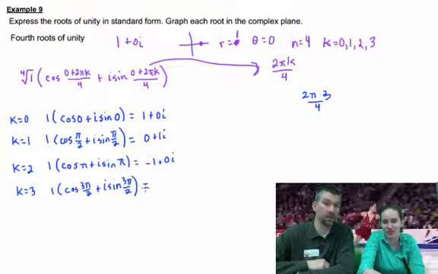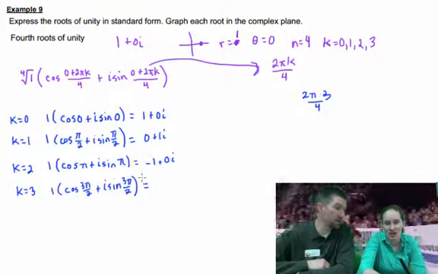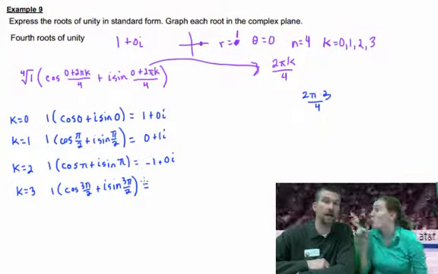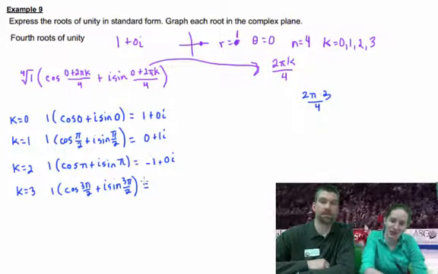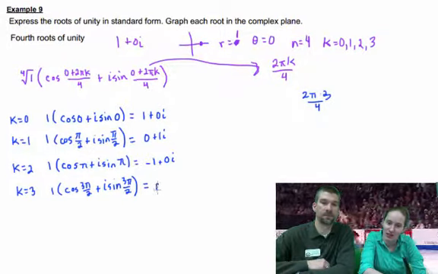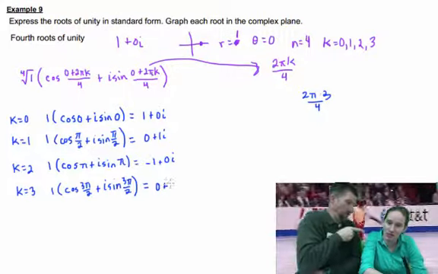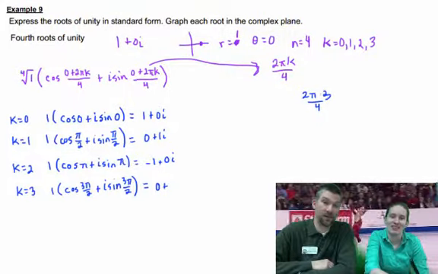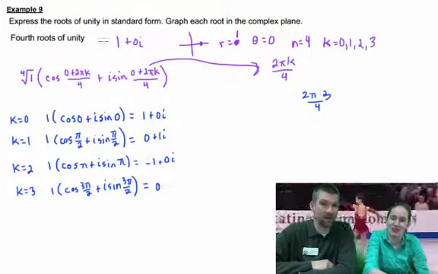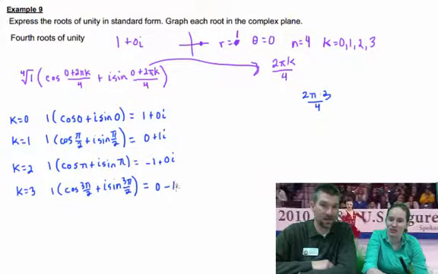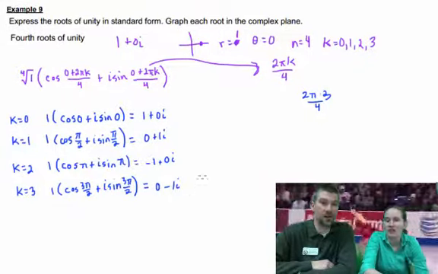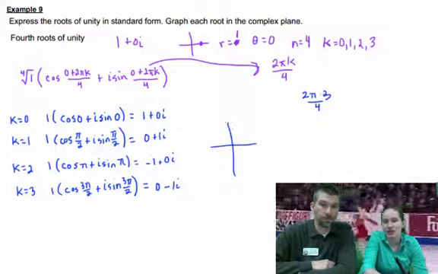Cosine of 3 pi over 2 is 0. And sine of 3 pi over 2 is negative 1. That was a close one, actually. I almost screwed that up, but I didn't. Thank goodness.